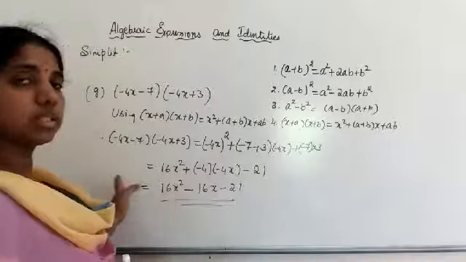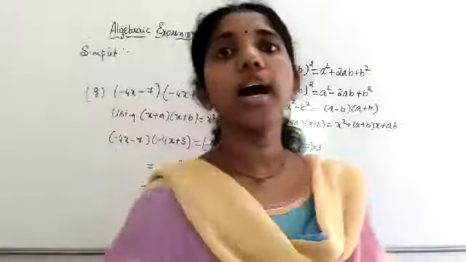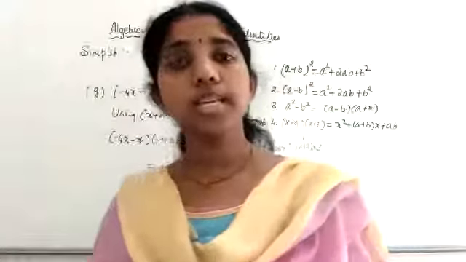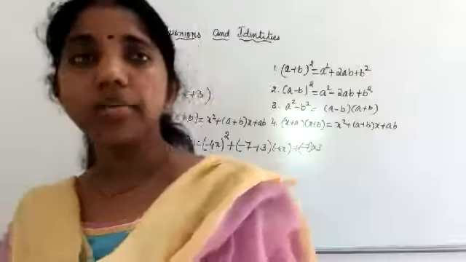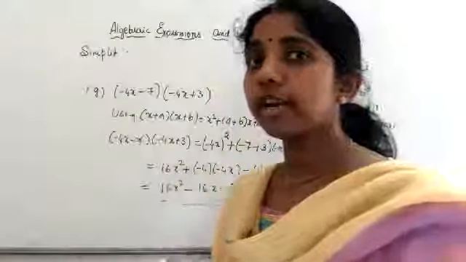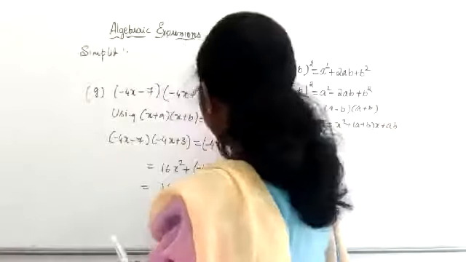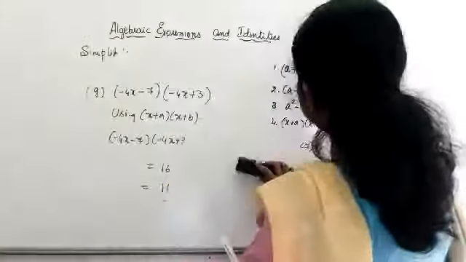Now this is how we simplify algebraic expressions using the algebraic identities. Now we will see how to simplify large products of numbers using these identities.